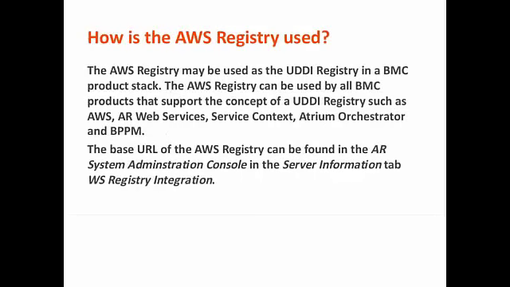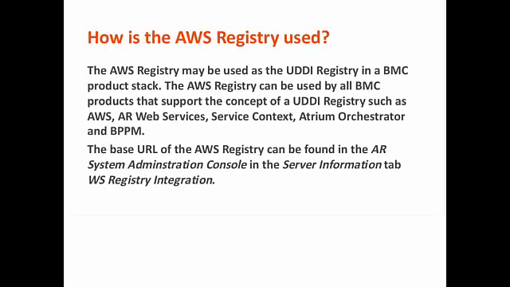And the AWS registry is a version 3 UDDI registry. It's compliant, and it's used in the BMC product stack. It's used by other BMC products besides Atrium Web Services. There's AR Web Services, Service Context, Atrium Orchestrator, BPPN. There may be others, but those are the ones I'm aware of.